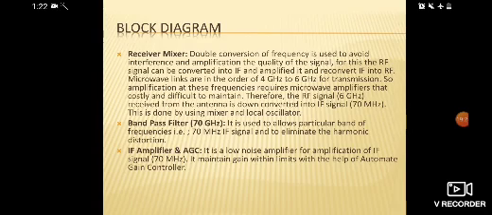And next is the receiver mixer. What is the use of the receiver mixer? It performs double conversion of frequency, and it is used to avoid interference, and amplification is done for the quality of the signal. For these reasons, the RF signal is converted into an IF signal, it is amplified, and it is reconverted from IF to RF signals.